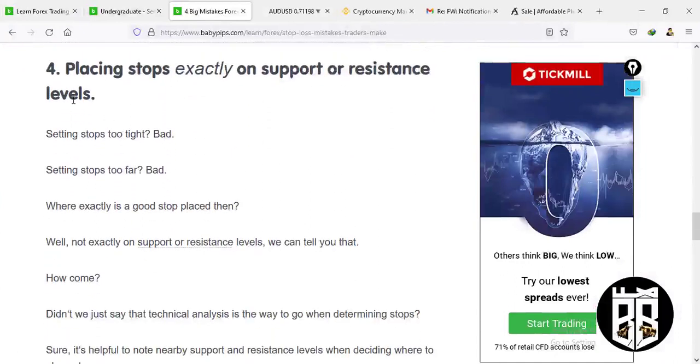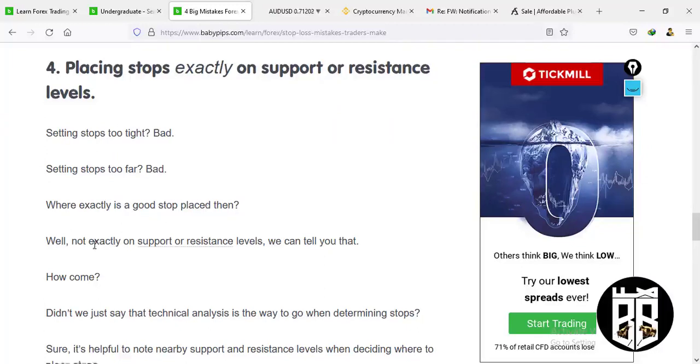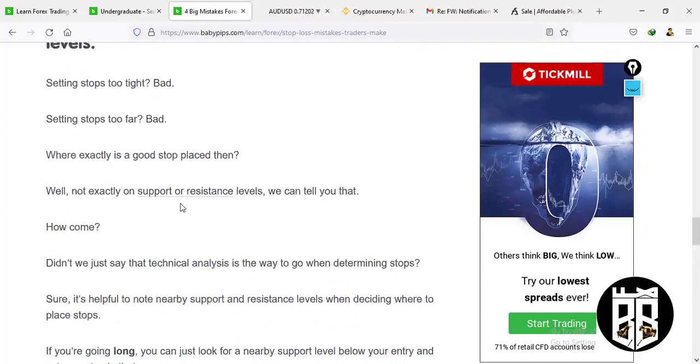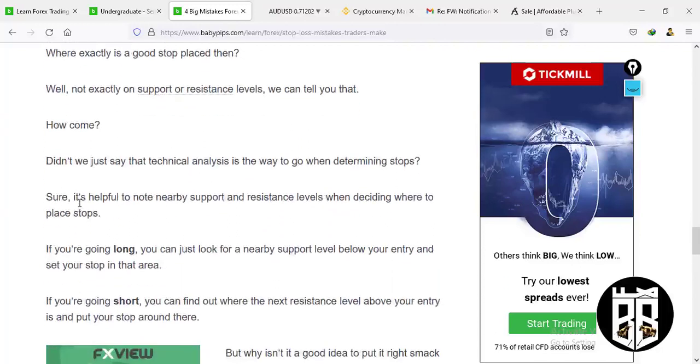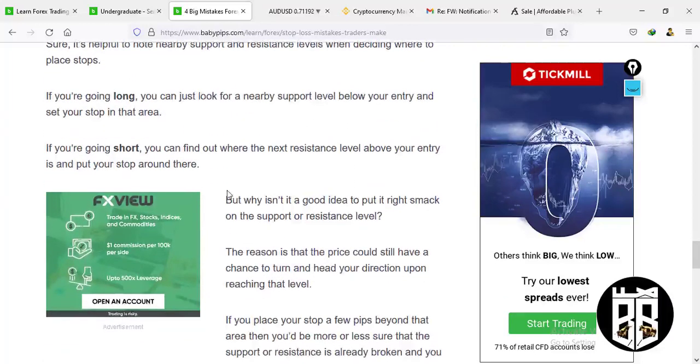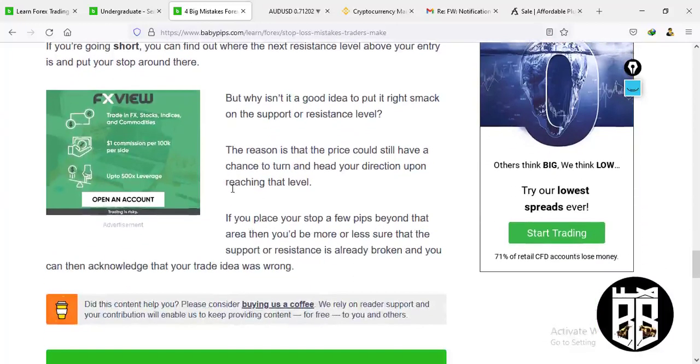Now the last reason is placing stops exactly on a support or resistance level. Setting stops too tight is bad. Setting stops too far is bad. Now, where exactly should you place your stop? Not exactly on the support or resistance level. Just make sure it is just below support if you are buying, and just above resistance if you are selling. That's the best approach.